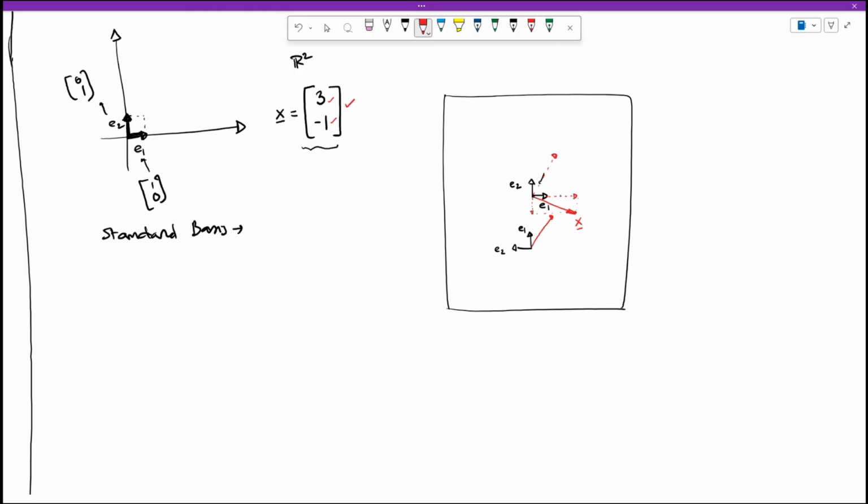Now, you've drawn the vector there, right? And you can also verify it algebraically that x equals 3 times (1, 0) plus minus 1 times (0, 1), which means I'm taking 3 times E1 and adding minus 1 times E2. All of it adds up.